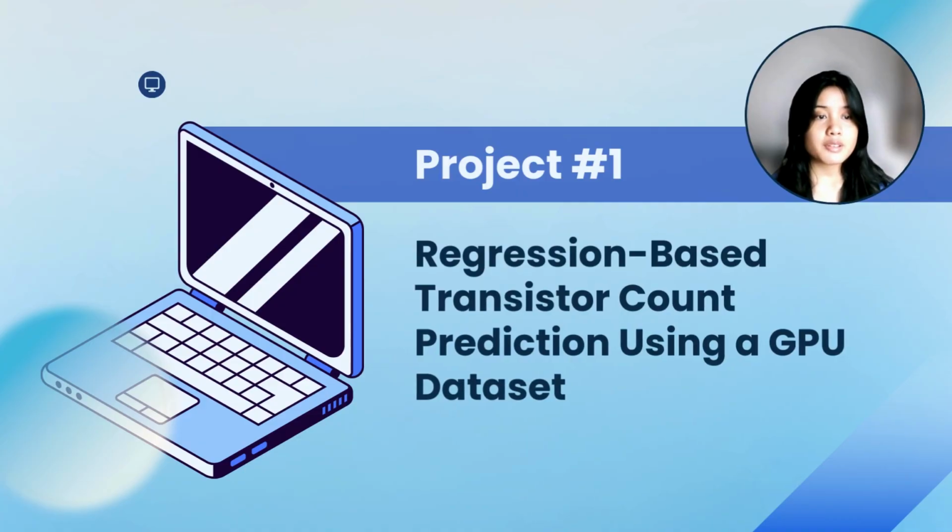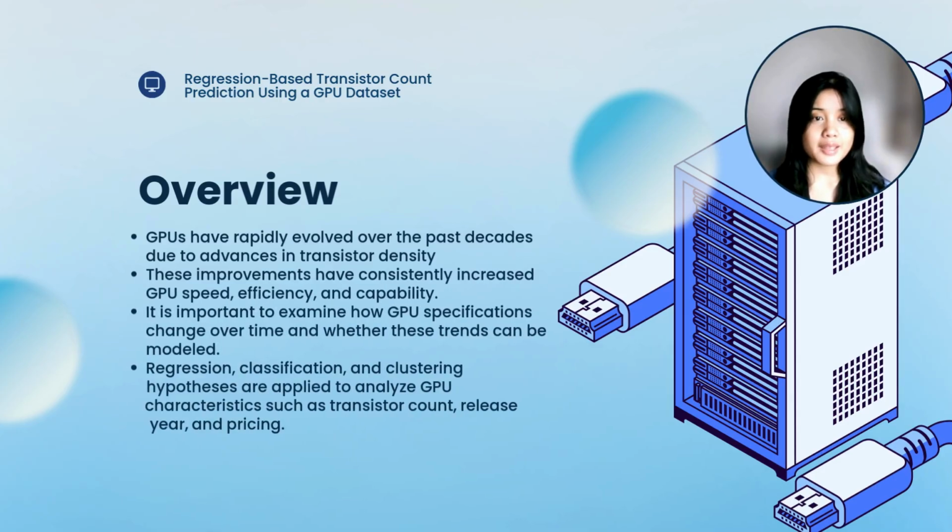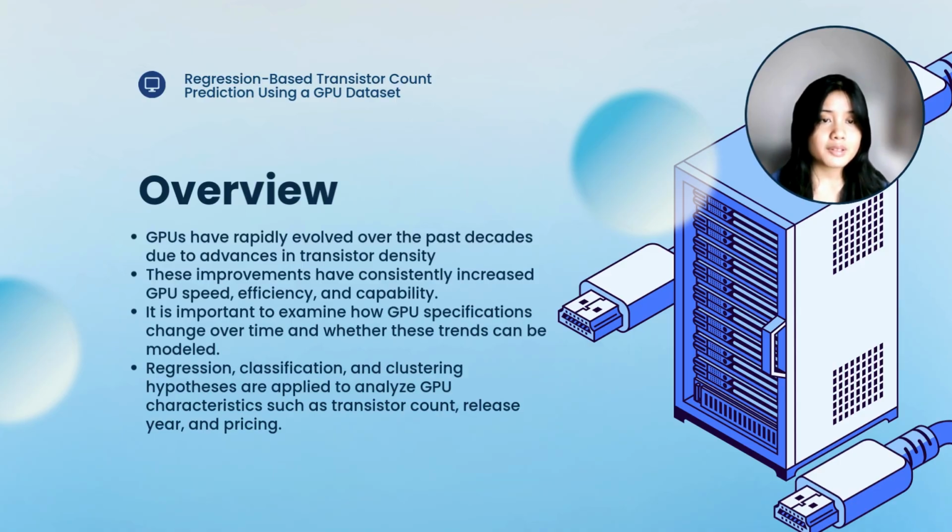This project focuses on predicting the transistor count of GPUs using regression models. Our goal was to analyze how GPU specifications evolve and determine whether these patterns can be modeled accurately. GPUs have evolved extremely fast over the past few decades, mainly because of improvements in transistor density, manufacturing processes, and overall architectural design. These advancements have made GPUs faster, more efficient, and capable of handling increasingly complex workloads.